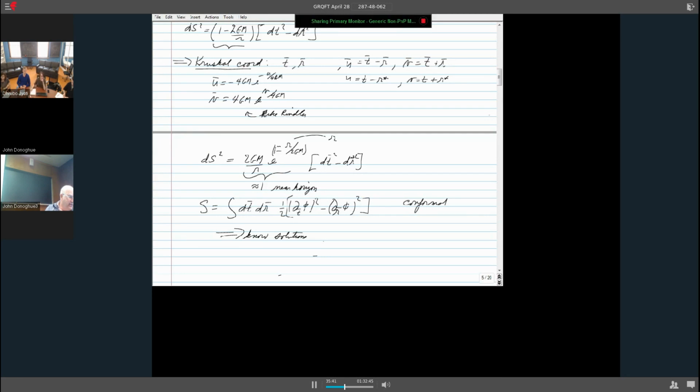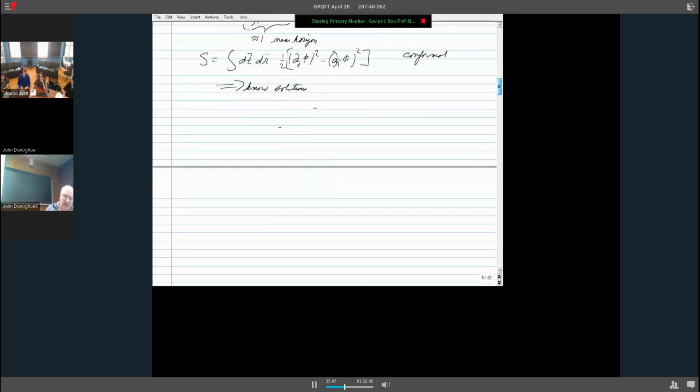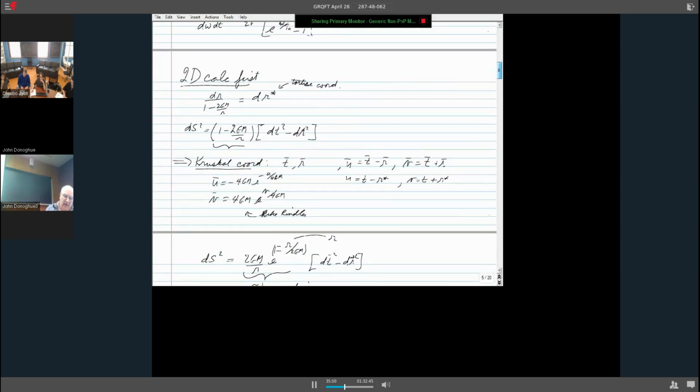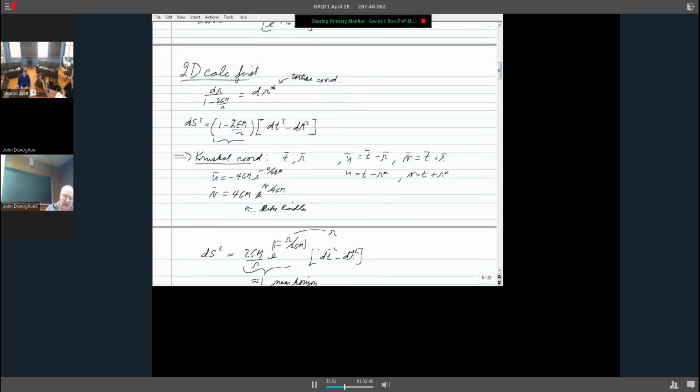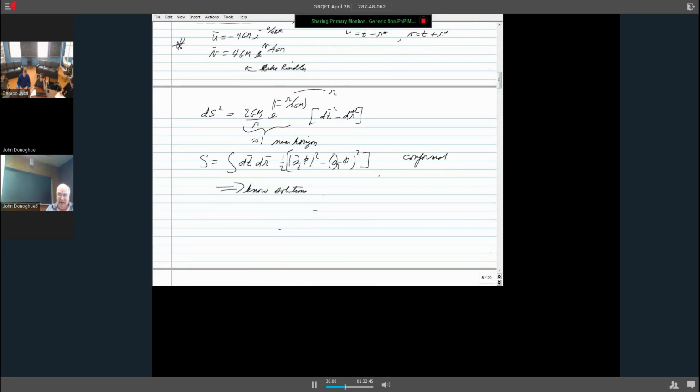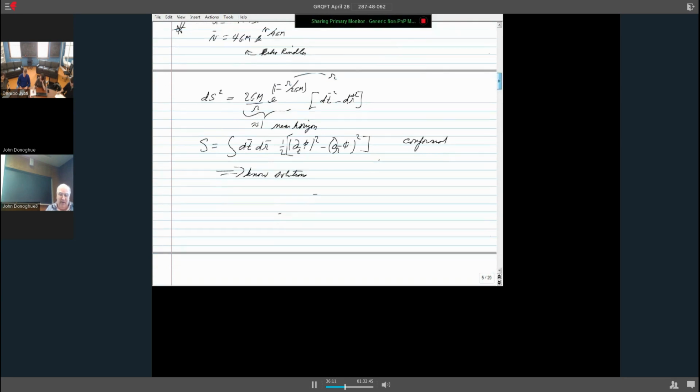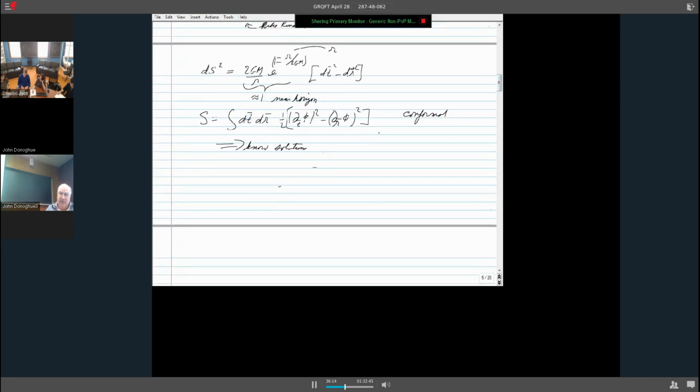Okay, so this is the basic feature: this factor is near 1 near the horizon. It's nice, well-behaved coordinates, and the action in 2 dimensions, remember, is conformally invariant. It's the integral dt bar dr bar of 1/2 (dt bar phi squared minus dr bar phi squared), which is just the usual wave equation, so we know the solutions.